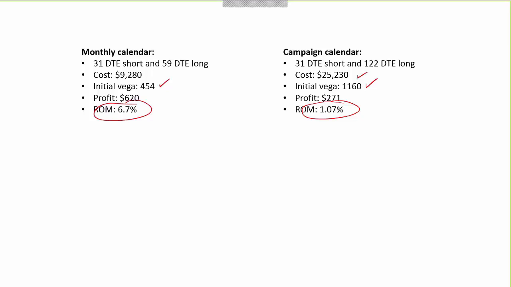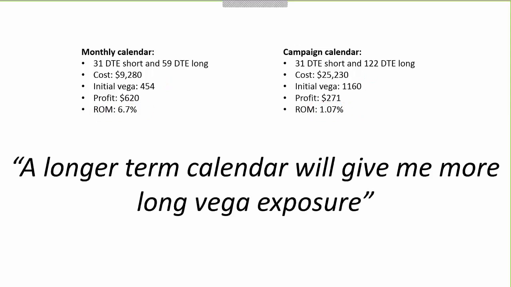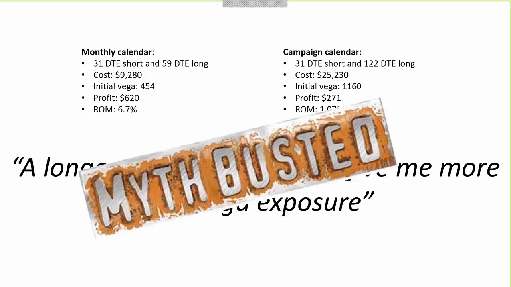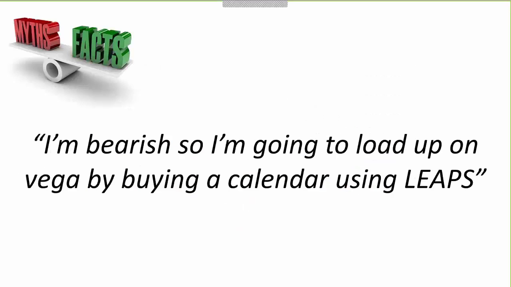Okay? So we had this fact versus myth, right? A longer-term calendar will give me more long Vega exposure. Well, the raw Vega, as in the number that you see in the simulation software, is definitely going to be higher, right? But it's not going to give you the dollars you expect at all. Quite the opposite, right? So fact versus myth, busted, right? Wrong.